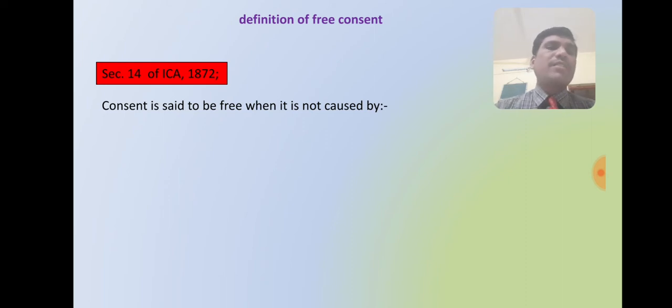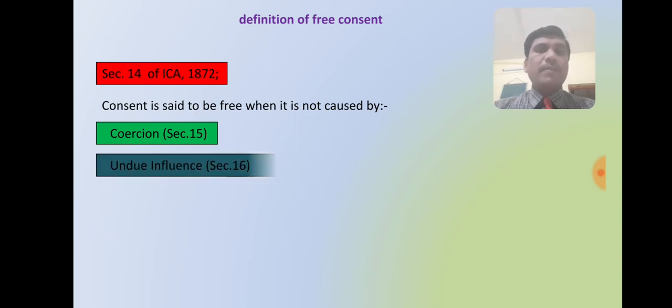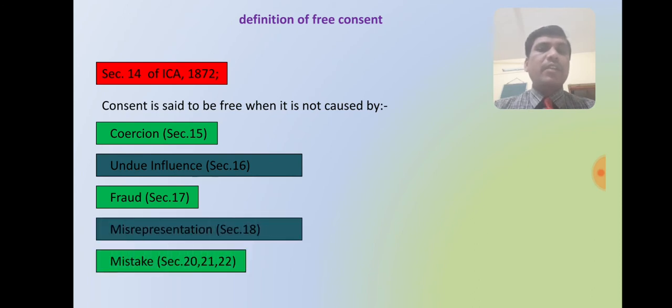So it is said in a negative sense; it describes certain circumstances under which consent is not free. First is coercion under section 15, undue influence under section 16, fraud under section 17, misrepresentation under section 18, and mistake under sections 20, 21 and 22. So these are the fivefold criteria where consent is not free. When these five elements are present in any contract, such contract is voidable or void at the option of the party whose consent is so caused.